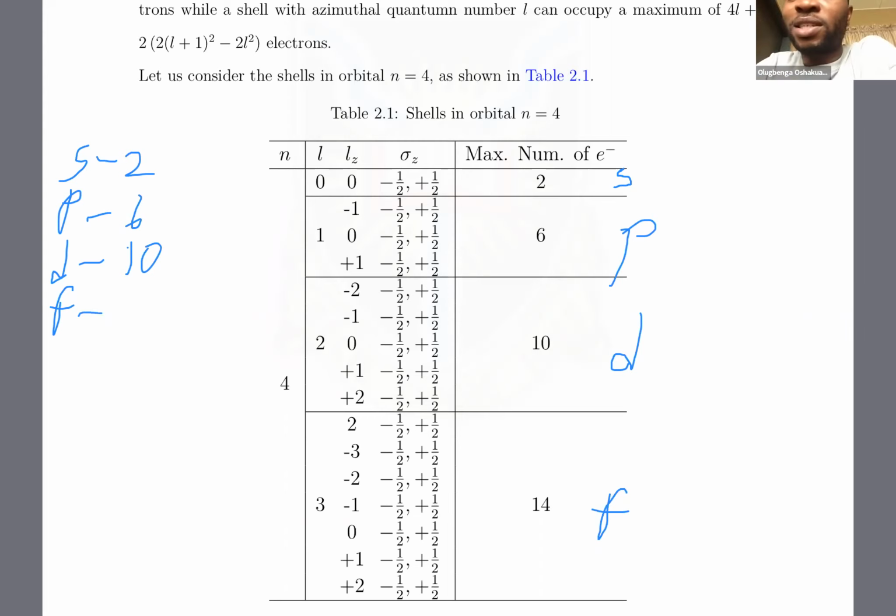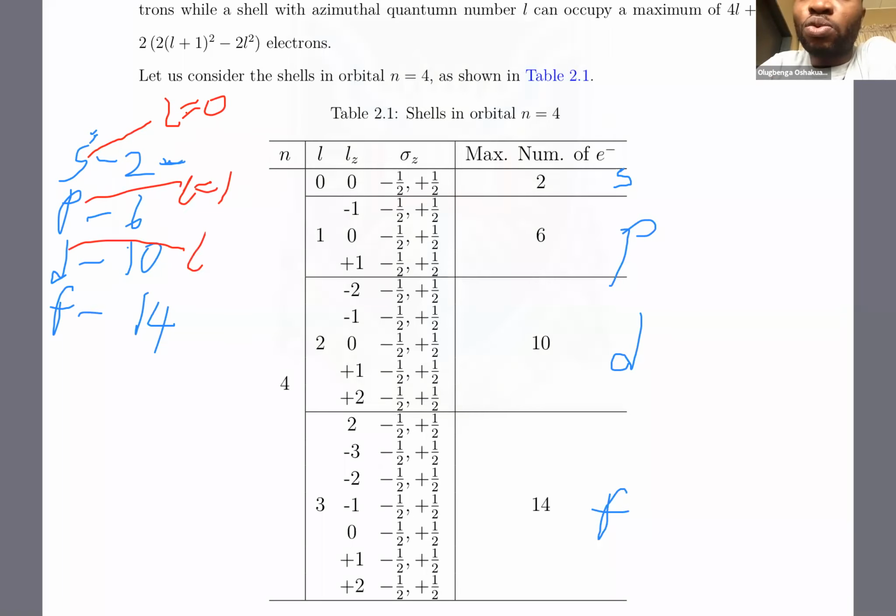So, and F is 14. And the formula for arriving at these numbers: remember that S means L equal to 0, P means L equal to 1, D means L equal to 2, F means L equal to 3. So for the fact that we have a principal quantum number n equal to 4, the azimuthal quantum number we can have would start from 0, 1, 2, and 3. And for every 0, the magnetic quantum number will be 0. For every 1, it will be from -1 to +1. For every 2, it will be from -2 to +2. For every 3, it will be from -3.